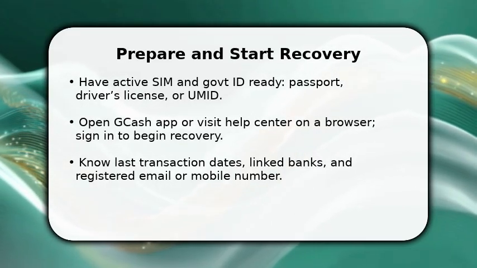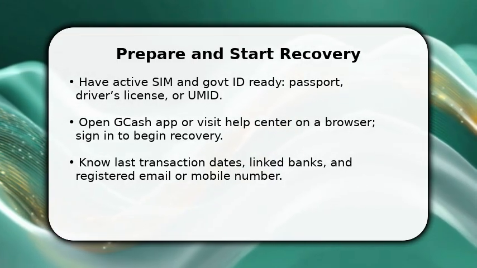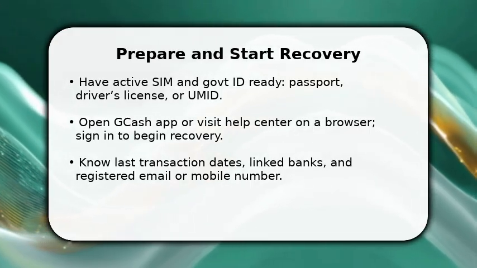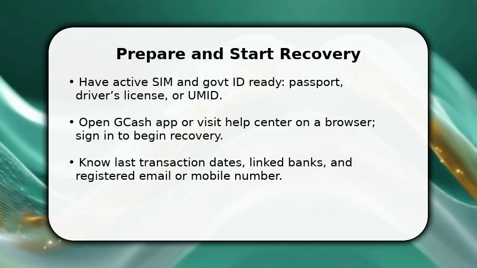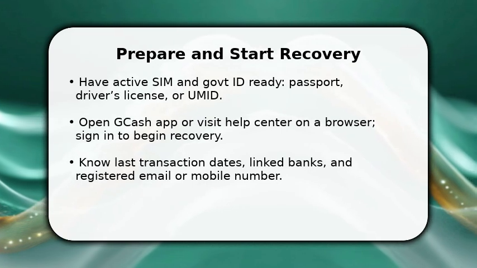Make sure you can recall recent transactions and linked accounts because GCash asks for those to confirm ownership. You'll enter your mobile number, receive an OTP or alternative challenge, and follow prompts. This first stretch proves you control the phone and related financial links.